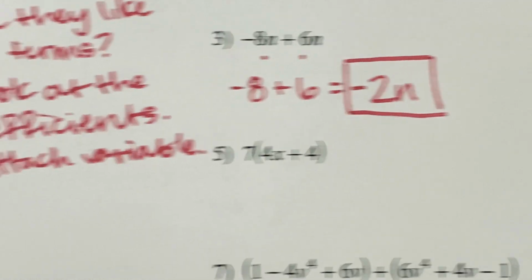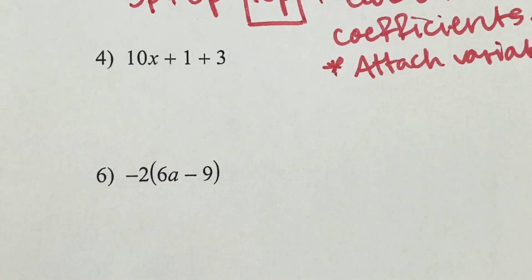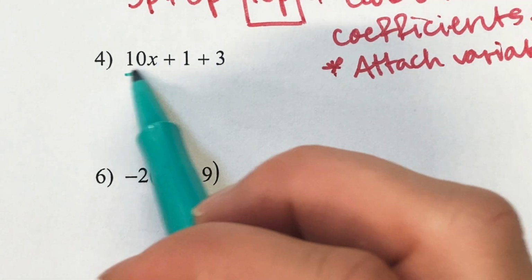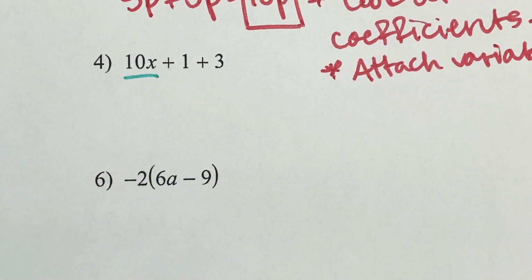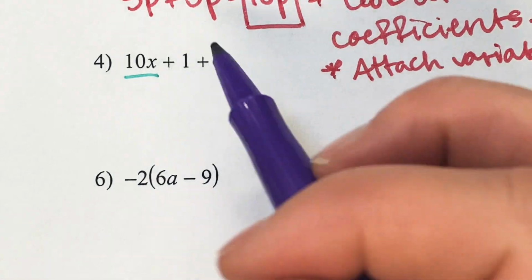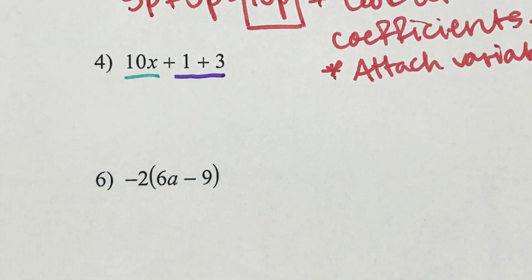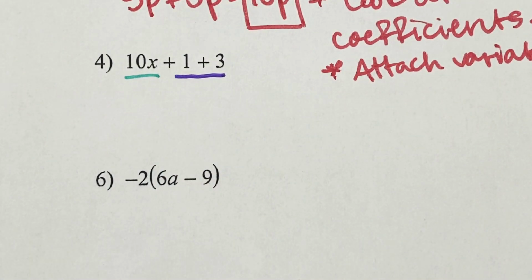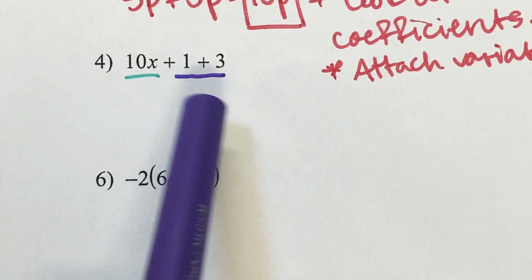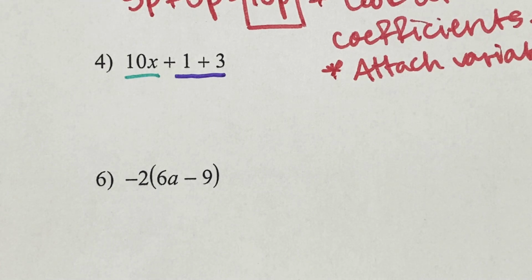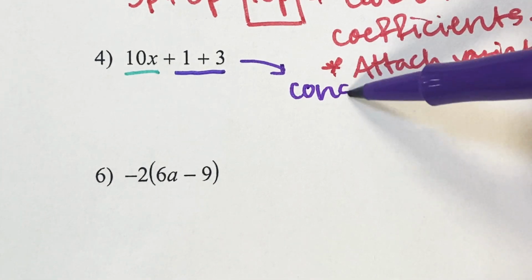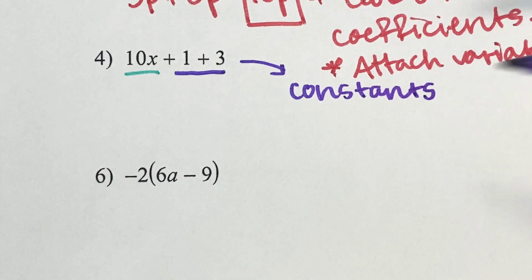Okay, so let's look at number 4. So where are my like terms on number 4? So I see that I have one term with the variable, that 10x, but then I see just 1 and 3, right? So who remembers the word from last time where a number is all by itself? It starts with a C. Okay, it's not a coefficient because we know coefficient's in front of the variable. What is the word for a number that is just by itself? Okay, that's a constant, right? So let's make a little note of that. Okay, 1 and 3, those are just constants.